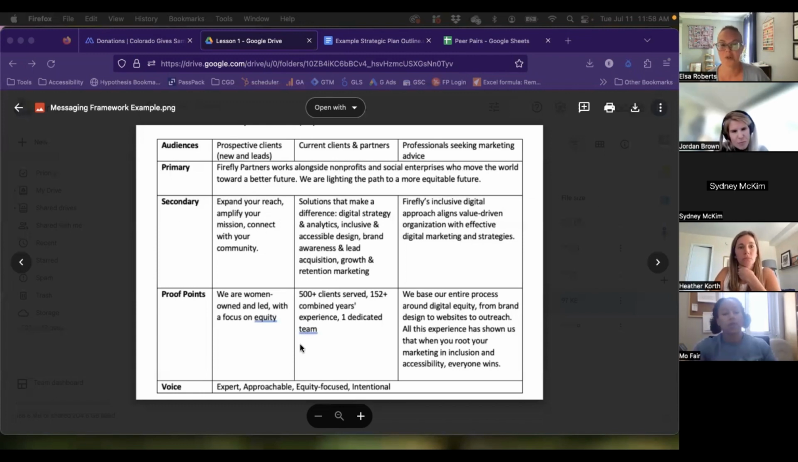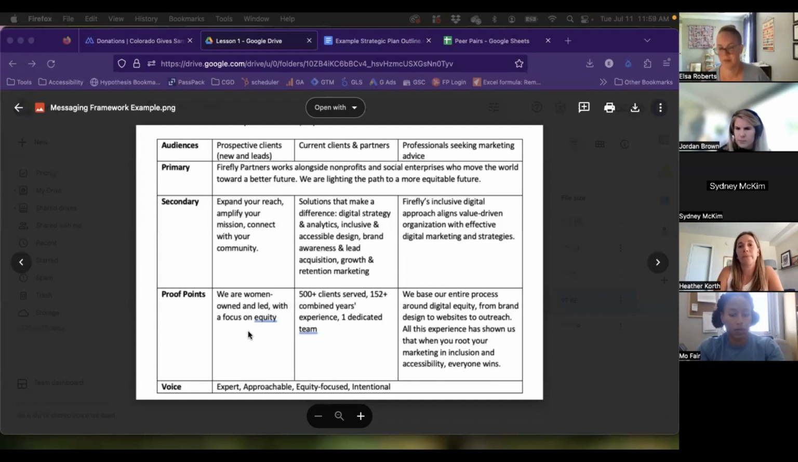Then secondarily, you have your supporting arguments about your organization. In this case, this example is Firefly, my organization. We're an agency. We want to work with nonprofits and provide services to them. So our proof points, our secondary messages and arguments, are around why you should hire us to do things for you. The proof points demonstrate that we are who we say we are, that the things we're stating about ourselves are accurate and have ethos behind them.